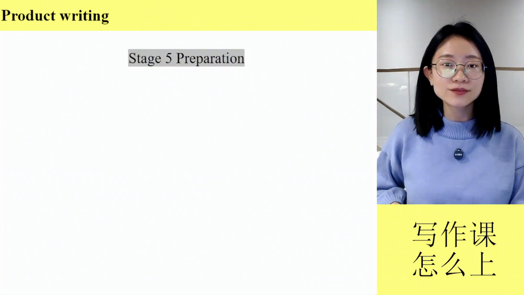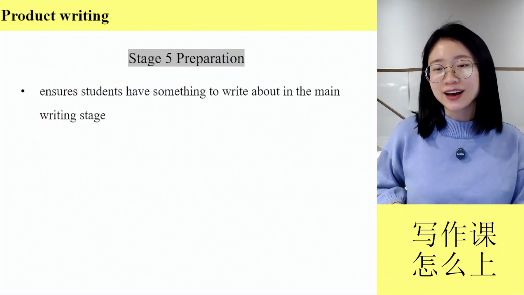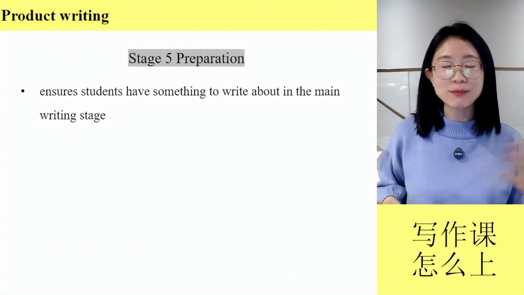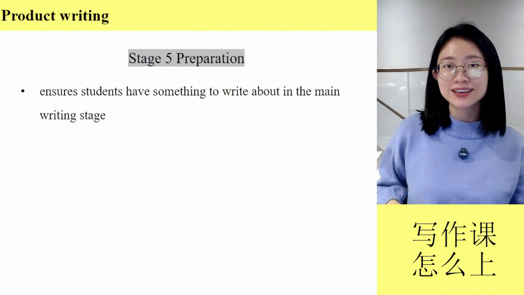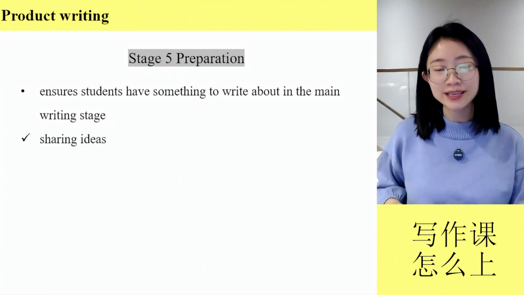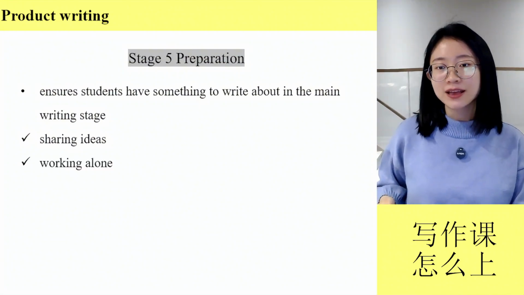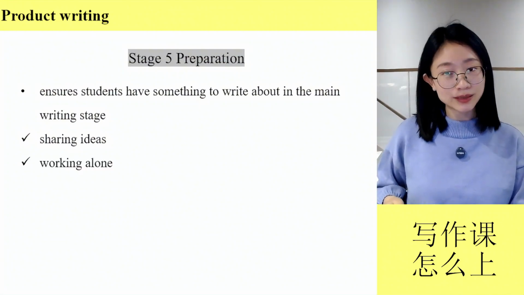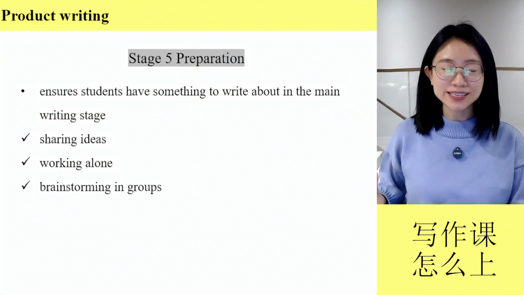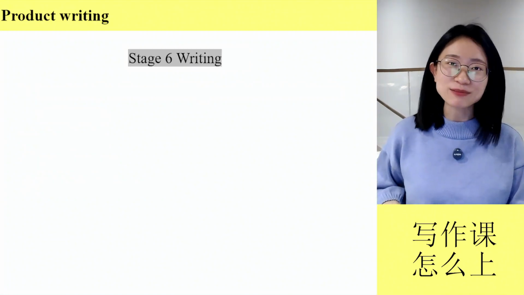And then stage 5 is preparation. So here, this stage ensures students have something to write about in the main writing stage. And this part can be conducted in different ways. For example, students can share their ideas in pairs, and they can also work alone by themselves. And also they can brainstorm some ideas in groups. And then it comes to the writing part.